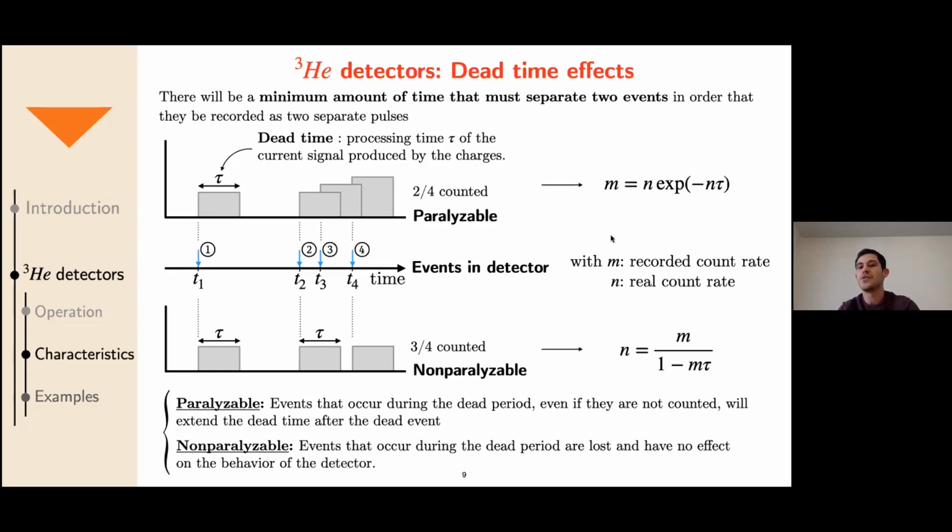So knowing the measure, the recorded count rate M, we can have access to the real count rate. For example, here M is equal to 2 and N is equal to 4. And so we can have access to N knowing the recorded count rate.